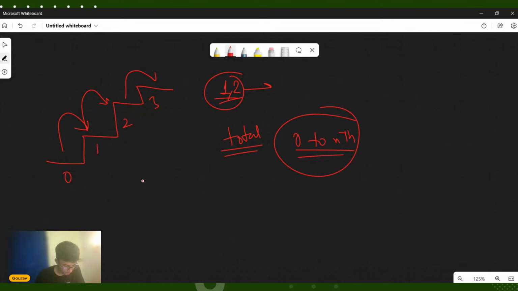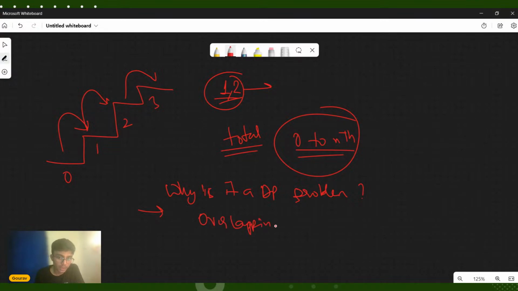How will you write it? Tell me. First tell me, why is it a DP problem? That is the first step, because recursion, memoization, all are secondary things. First you have to identify whether there are overlapping subproblems or not. How will you identify this? Can anyone in the chat box tell me?